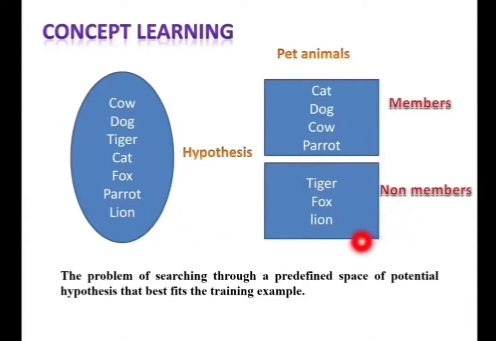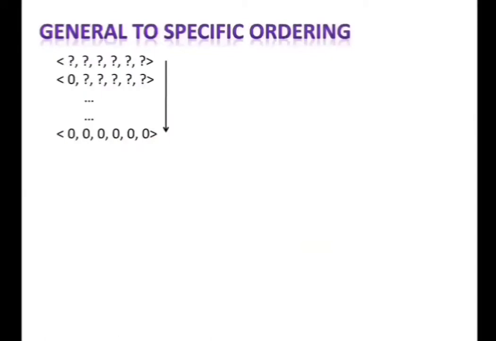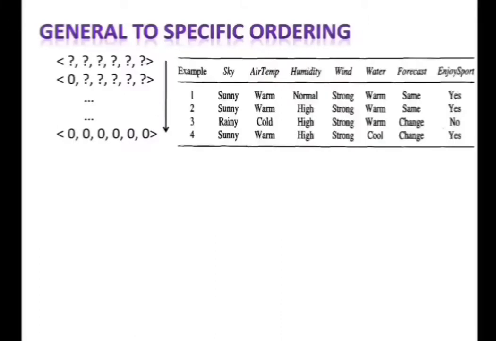To identify the instances as members or non-members of the concept, we use a hypothesis. In machine learning, the machine is learning a concept by finding a hypothesis in the hypothesis space H, which correctly classifies the training examples as members or non-members of the concept. To find a hypothesis in an easier manner, all the hypotheses in the hypothesis space should be ordered in some structure. That order or structure is general to specific ordering.